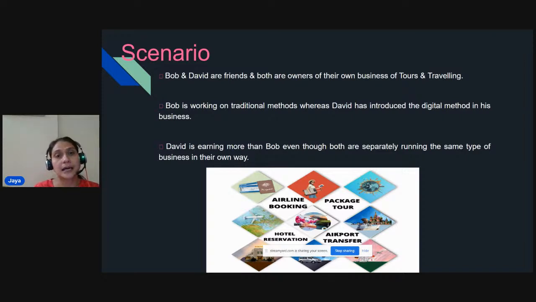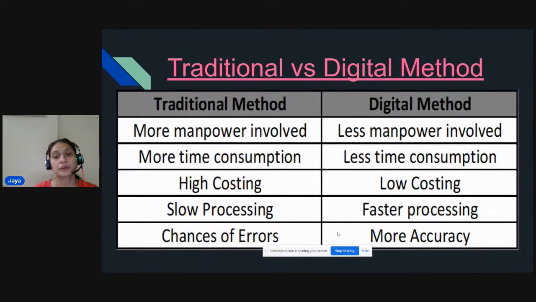So in this scenario, we see there are two methods which the two people are using. Bob is using the traditional method, whereas David is using the digital tool. My second slide covers the actual difference between the traditional and digital methods.